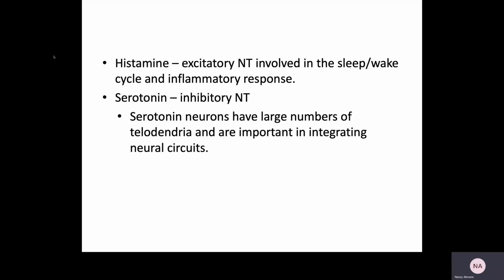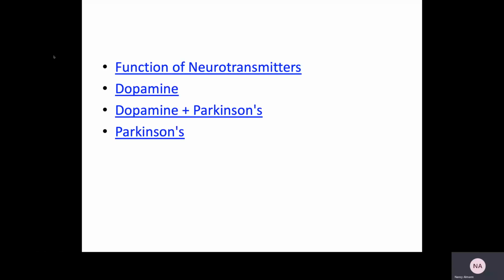Histamine is another excitatory neurotransmitter. It is going to play roles both in your sleep-wake cycles and in the inflammatory response. We talk more about that in the immune system in the next class. Serotonin is an inhibitory transmitter. The neurons that produce and secrete this have a large number of telodendria and are going to be very important in helping integrate your neural circuitry. There are a bunch of videos you can watch. I would watch at least one or two of those on Parkinson's, hint, hint.